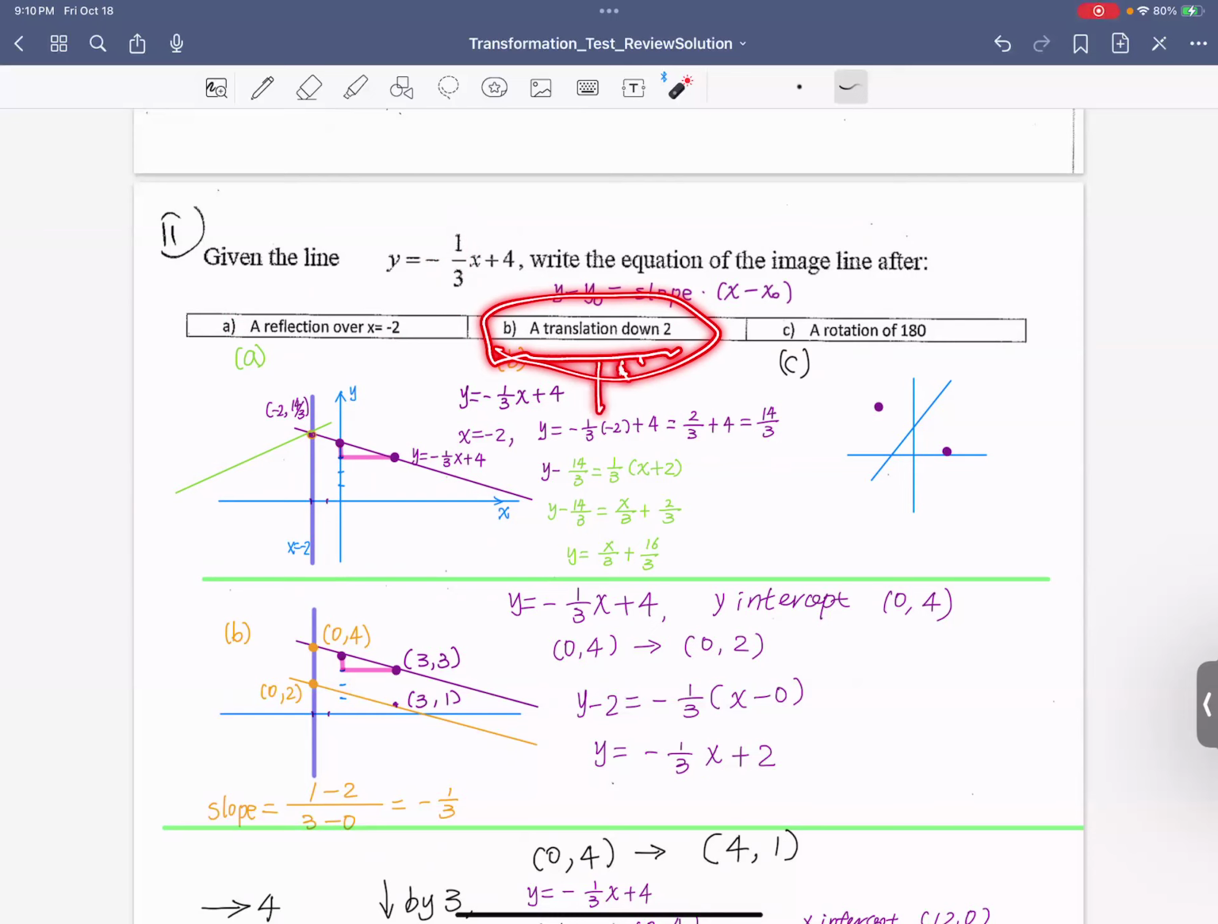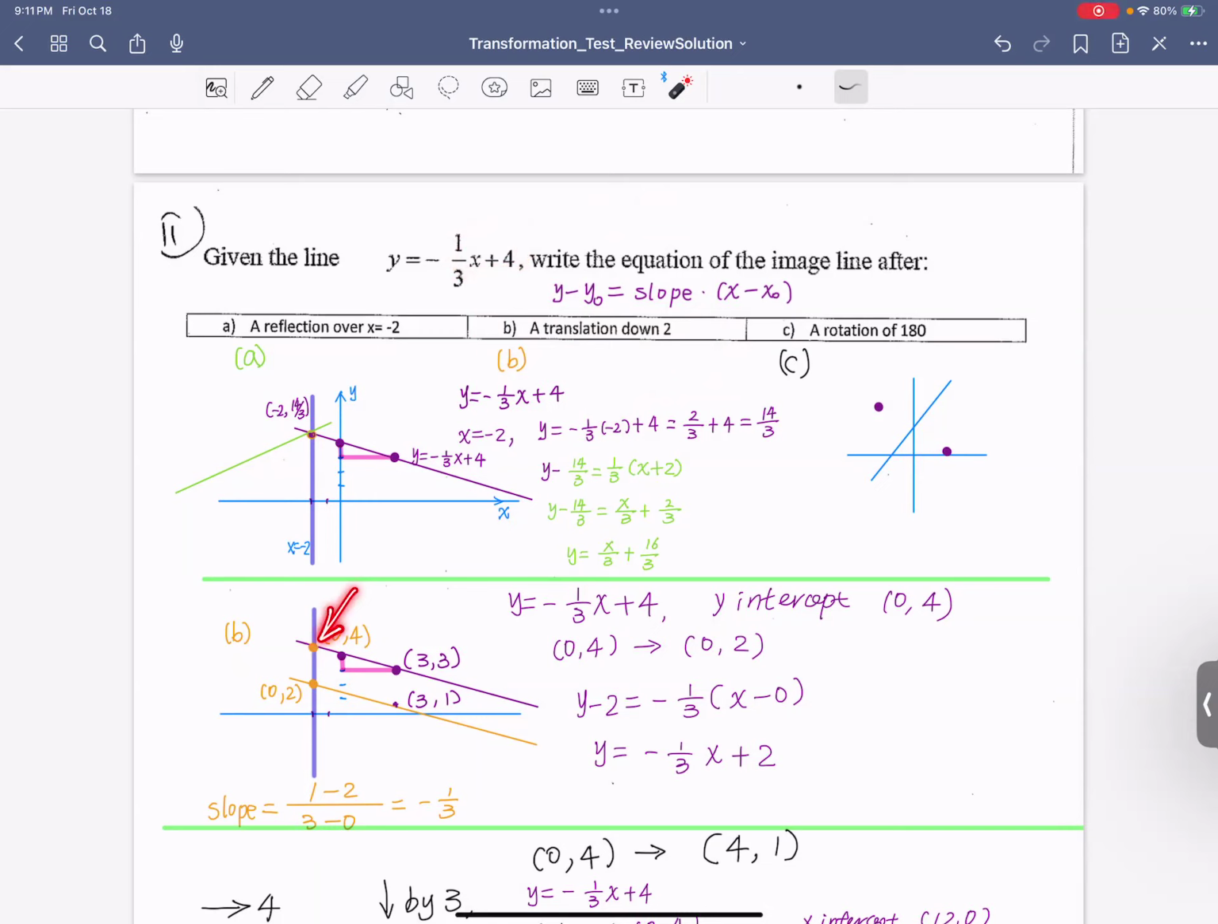You translate it down by 2 units. Yes, so you translate down. This is a vertical shift. So every point on this line will shift down by 2. Your old y-intercept is at x equals 0, y is 4, right here, yes?